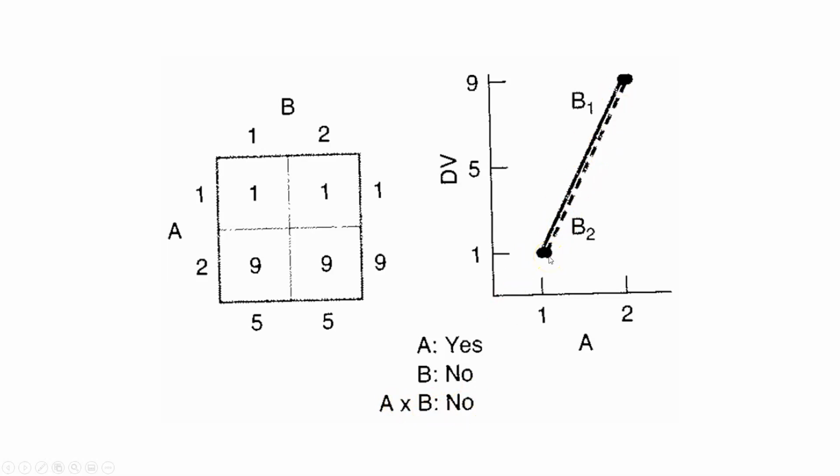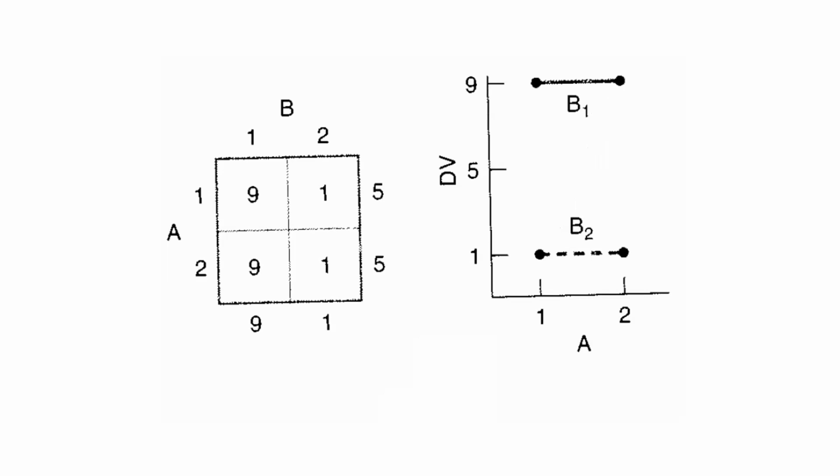Alright, moving forward, I have a lot more of these examples, but after I show you each example, I just want you to pause the video and work through it yourself to figure out, is there a main effect of A, is there a main effect of B, and is there an interaction between the two? So here's the next example. Pause the video and ask yourself, main effect of A, main effect of B, interaction.